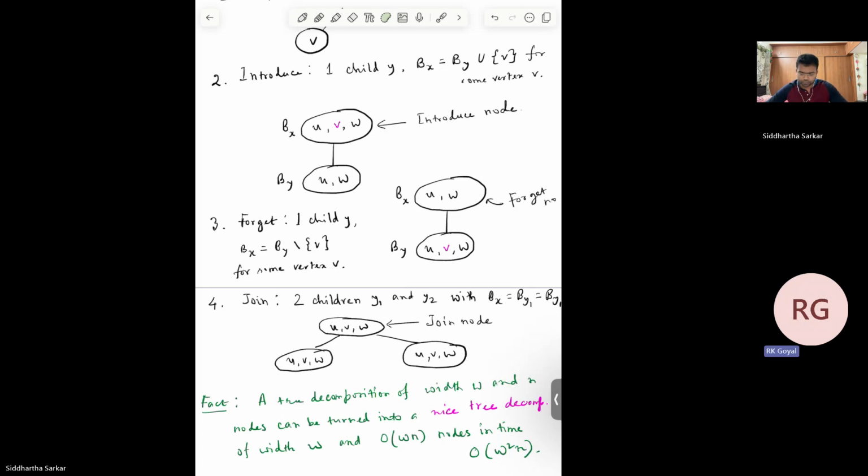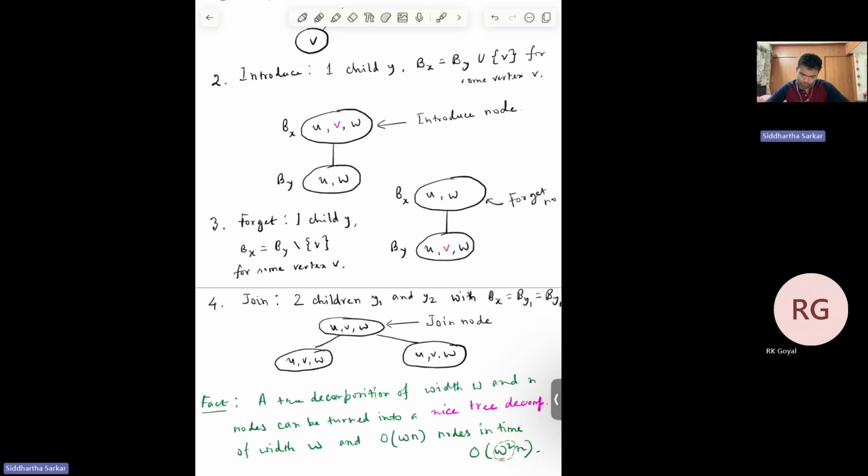And the W used in the order is the same as the width? Yes, it's the width. And inside this big O notation, the W also stands for the width only? Width. Okay. So if the width is constant, then we can do it in linear time. If the width is more than a constant, then there is a dependence on width in a more predominant way.